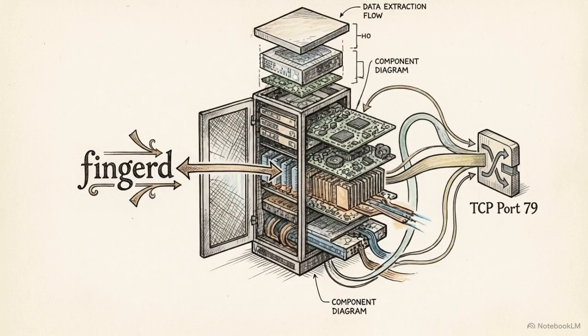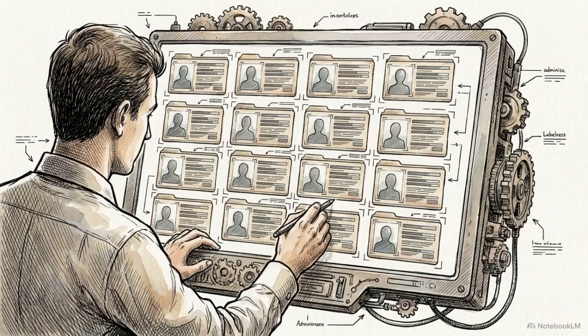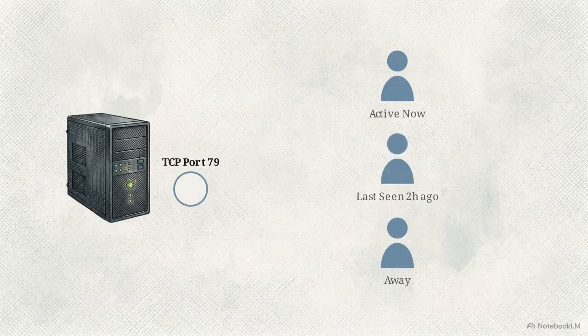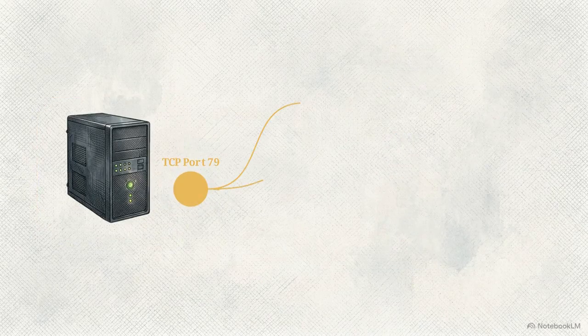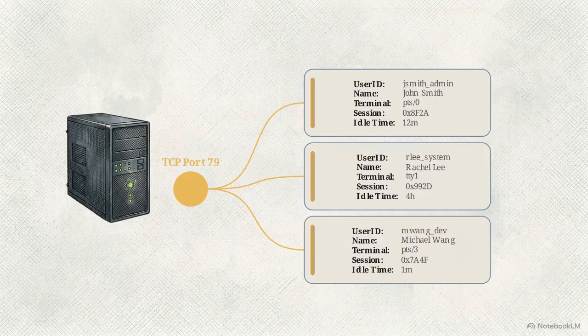The finger utility is a legacy Unix daemon that runs silently in the background, listening for requests on TCP port 79. Finger was originally designed to let administrators check the status of remote users on a shared system, showing who was logged in and when they were last active. Today, a single command hitting port 79 forces the server to return a complete list of valid active user identities.